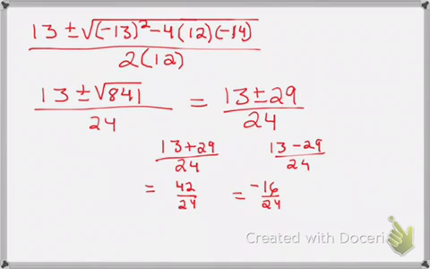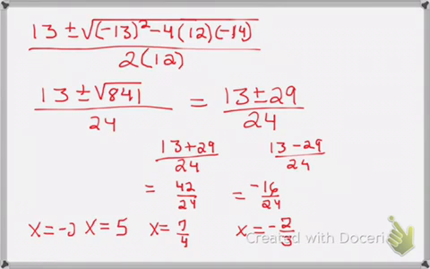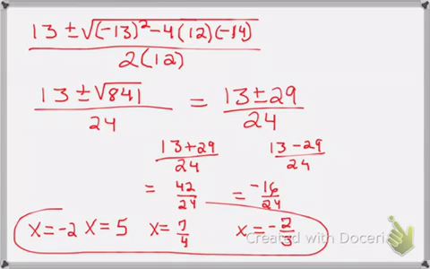Remember to always reduce all of your roots. So when I reduce 42 over 24, I get 7 over 4 as one of my roots. And when I reduce -16 over 24, I get -2/3 as another root. And let's not forget the first 2 roots that we chose, which was 5 and -2. So these are all of my roots.